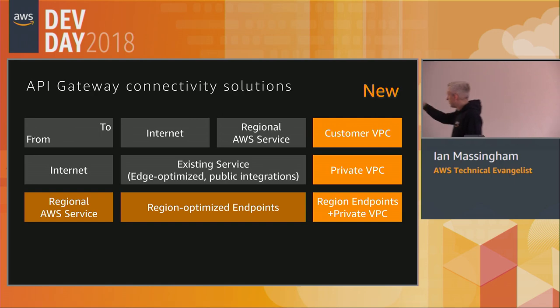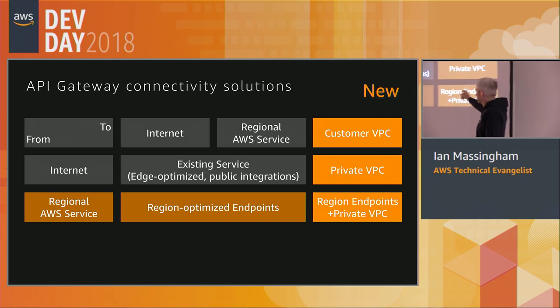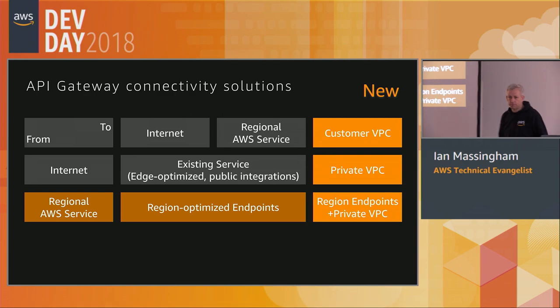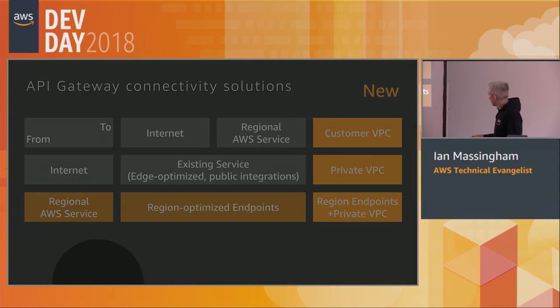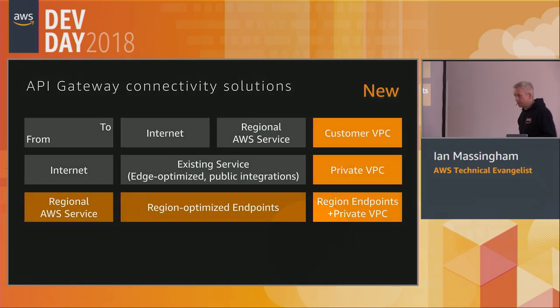We used to only have internet to internet with the existing service. By opening up these two other models, the regional AWS service, you can have your region optimized endpoints, and to the customer VPC, you have private VPC or region endpoints plus private VPC available to you. This is done with that PrivateLink service that I mentioned a second ago.